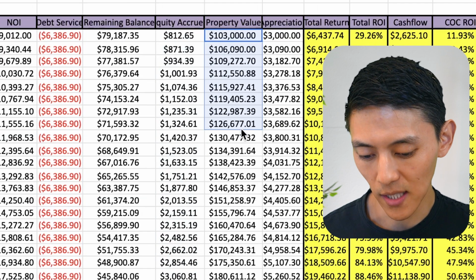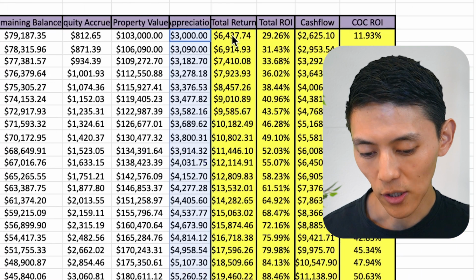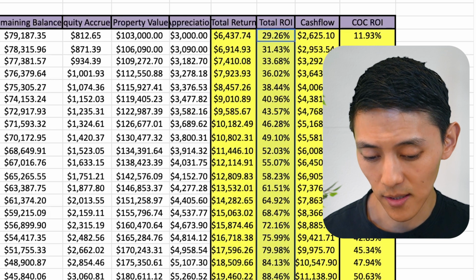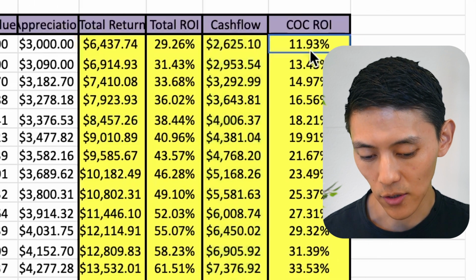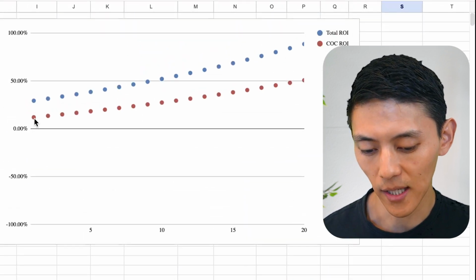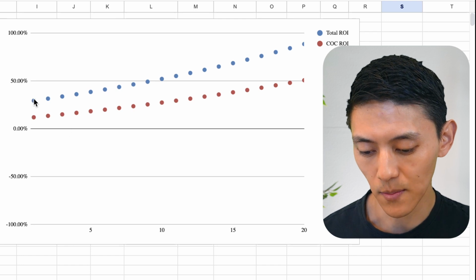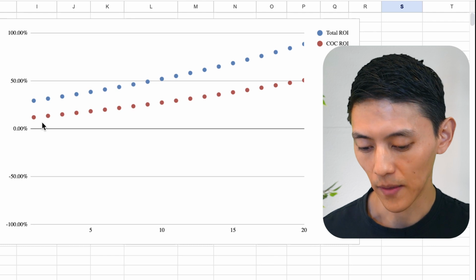Your property value is increasing by 3% every single year, compounded. So your appreciation is also growing significantly. So that means that your total returns are this much, it's growing. Your total return on investment every single year is this much, based on the 20% down payment. Your cash flow is also increasing a lot. Your cash on cash return on investment is increasing a lot as well. So now you graph it all out. In year 1, this is how much you're getting cash flow wise, but your total is this much. And as the years go by, it just increases as you're paying off your debt and you're increasing your rents.